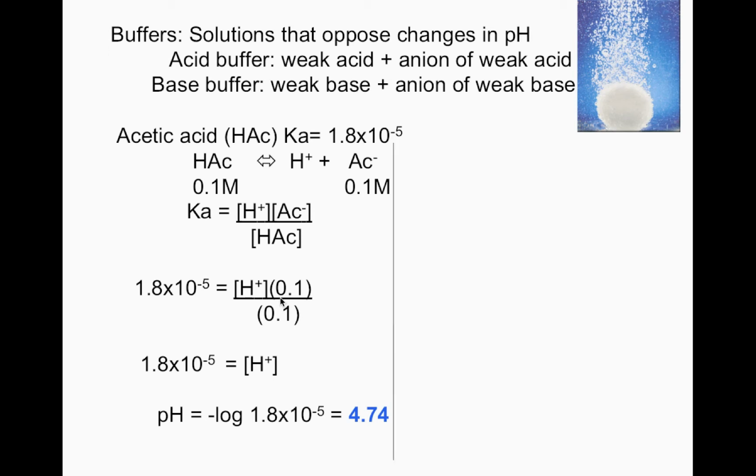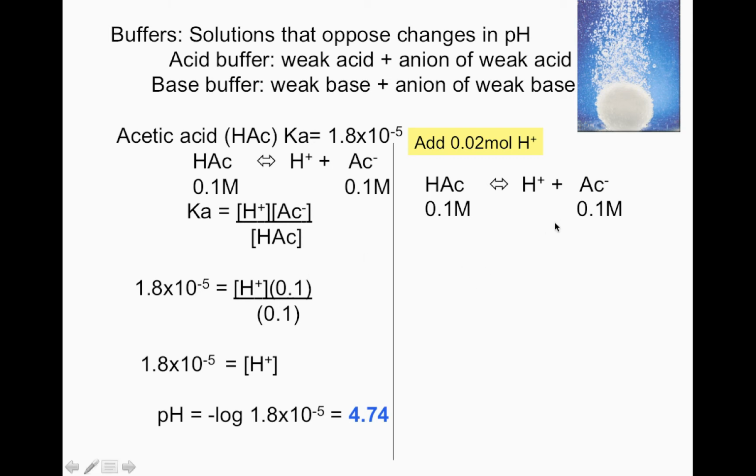All right. Now, in this buffer system, what happens if I were to add 0.02 moles of hydrogen ions? Well, that's going to cause a shift in the reaction. If this goes up, that means the reaction is going to shift to the left, which means this concentration will go down and this one will go up. So, shift to the left.